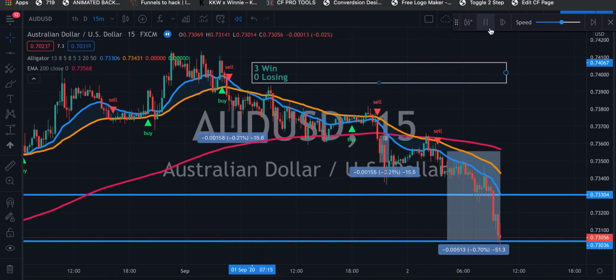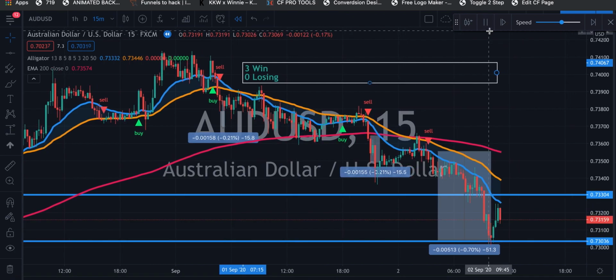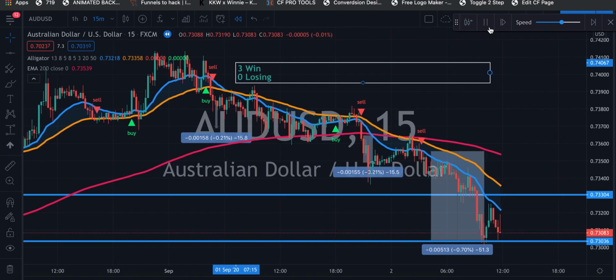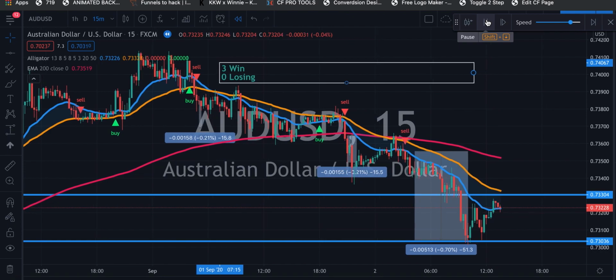Let's keep going. And guys, the crazy part is we can't lose because we got the Trade Manager. I want to say we can't lose, but it's pretty hard. Let's speed it up. Let's find the trade setup.